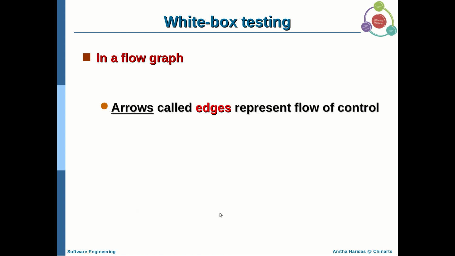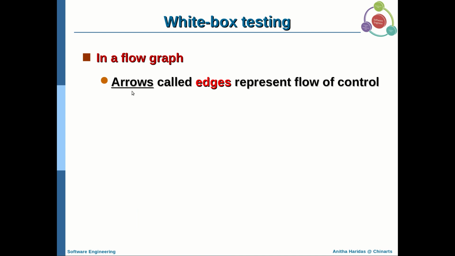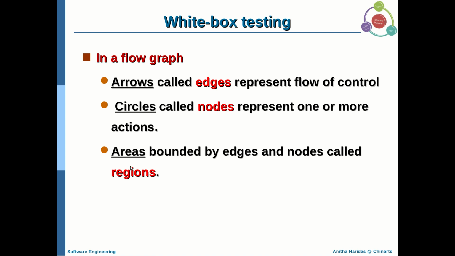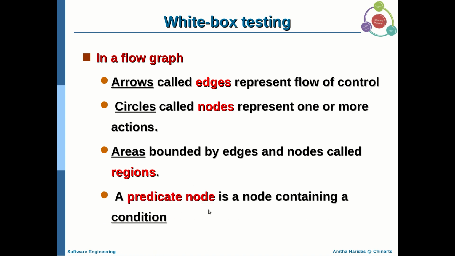Now in your flow graph, you will have arrows which you call the edges, that will represent the flow of control, the execution flow. And you have circles. We know that the circles are used for representing the nodes. And you have areas bounded by edges and nodes. This is called a region. And you will have a predicate node. Whichever node has a decision or a condition, you call it a predicate node.